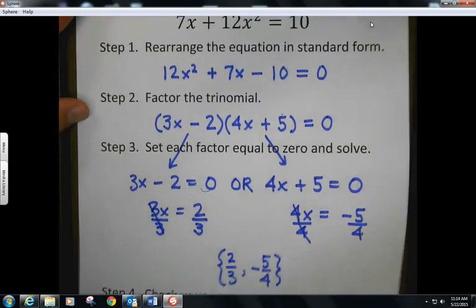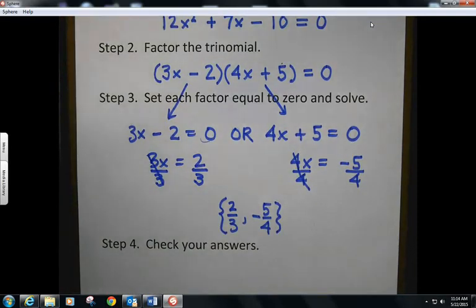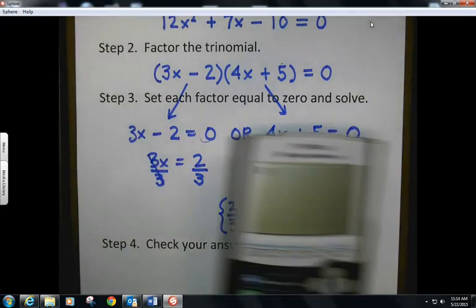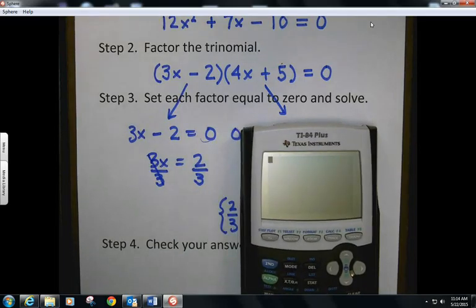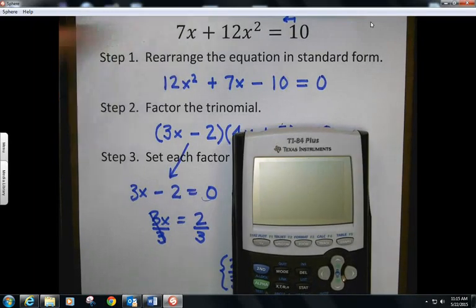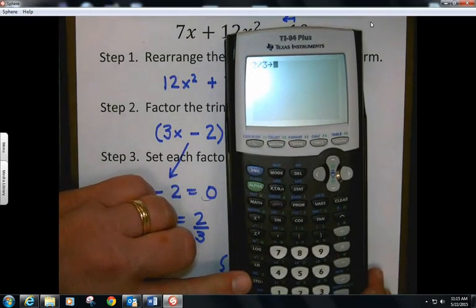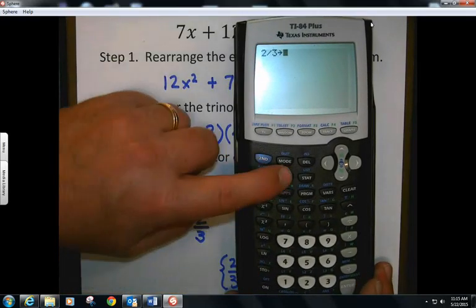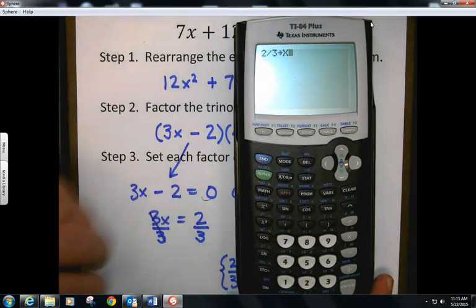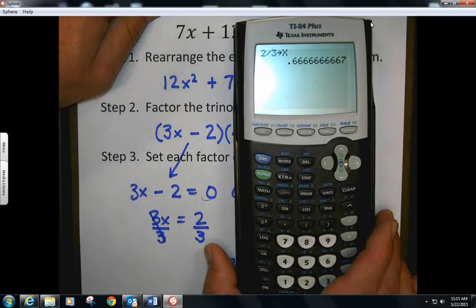And the last stage will be to check the answers. I'll show you how to check the answers on a TI-84. And we're going to check the 2/3 to start with. So put 2/3 into your calculator like that. You'll want to store that number, the STO button, into the X register. Hit enter, and now the calculator will think 2/3 whenever you type X.